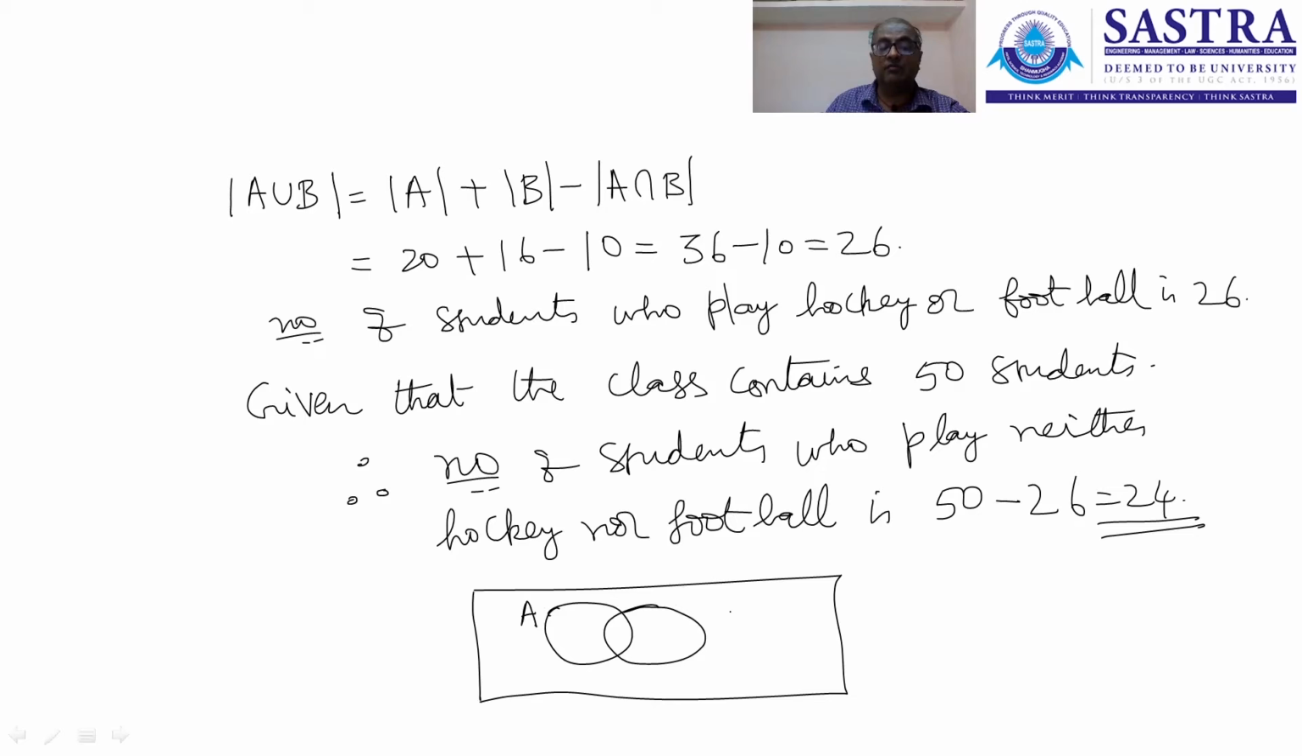Now I can also represent it as a Venn diagram. This would be A, this would be B, and you can see that the number of students in the intersection is 10. How do I get this 10 here? 20 minus 10. And in this case I will have 16 minus 10, which would be 6. Here you can see that the total number is 50, so outside I will have 24.